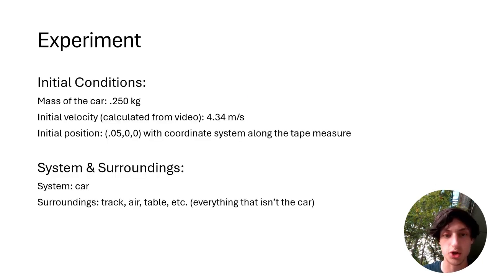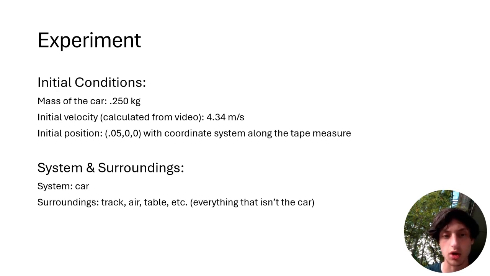In the experiment, my initial conditions: mass of the car 0.25 kilograms, and initial velocity, which I calculated by taking delta x, the final x in the video minus the initial x in the video, over the final time in the video minus the initial time in the video, ended up being 4.34 meters per second. The initial position was 0.0500 meters with my coordinate system along the tape measure. So it starts at 50 cm on the tape measure.